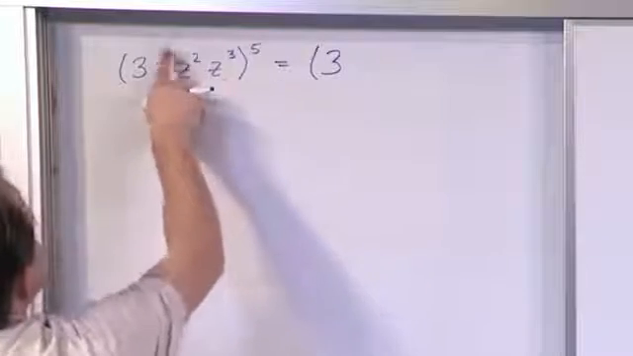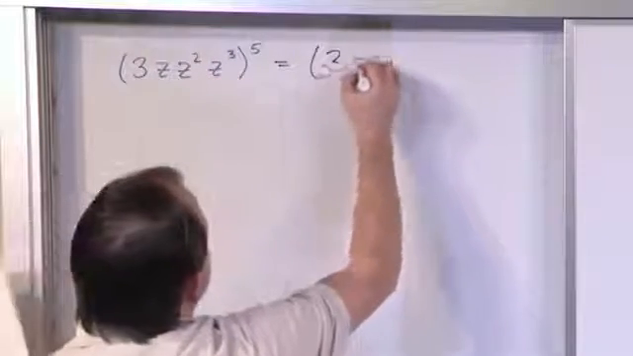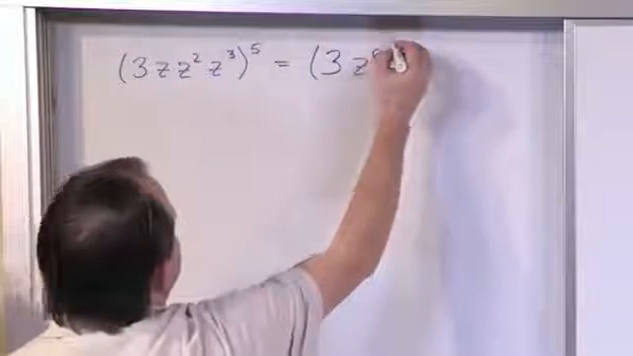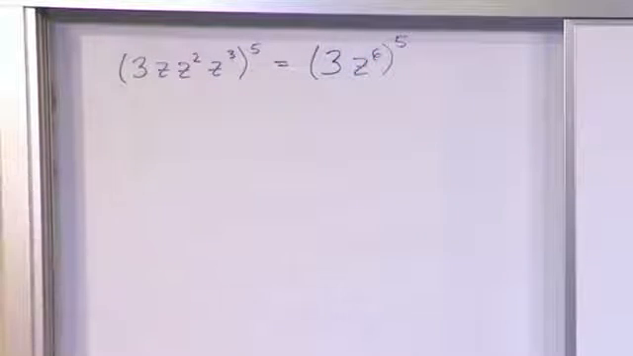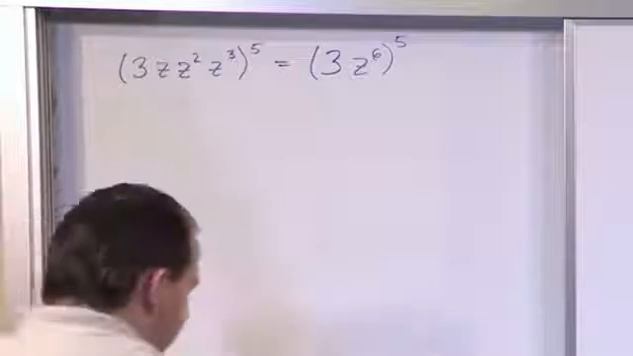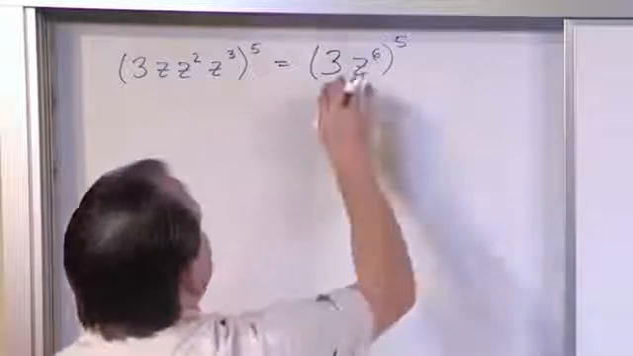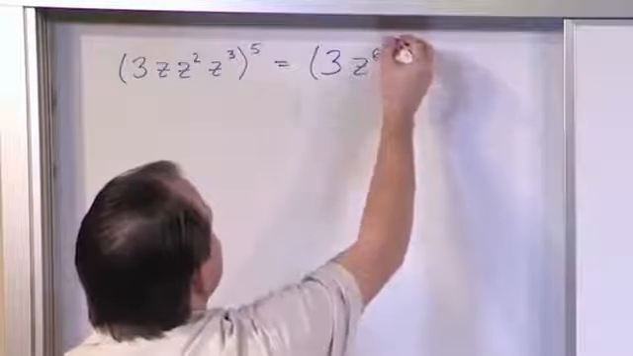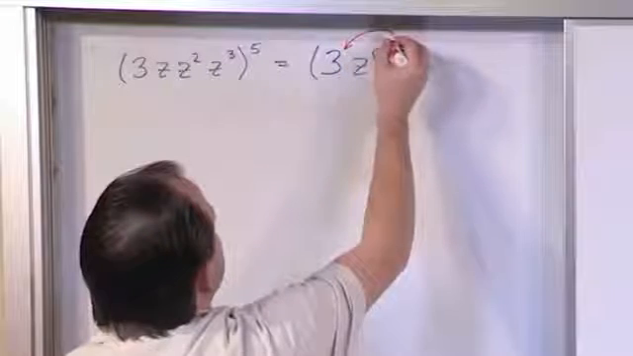I have the same base, so I can add these together, and I'm going to get z to the 6th by just adding the exponents. Now, everything is still raised to the 5th power. I can't simplify inside here anymore, so I'm going to distribute this 5 in to both places.